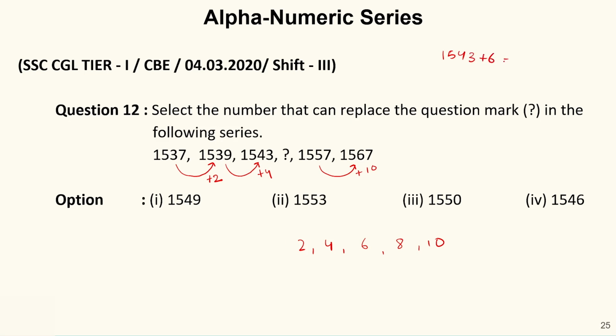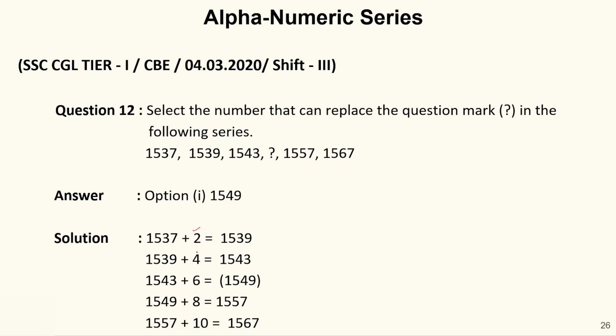6 to this, I will get 1549. And if I add 8 to this, I'll get 1557. So 1549 is a number that can be logically put into this place because it follows the sequence with both the previous number and the next number. So our option number 1, 1549 is the correct answer. This is the solution. We are adding 2, 4, 6, 8 and then 10. So 1549 is the correct answer.